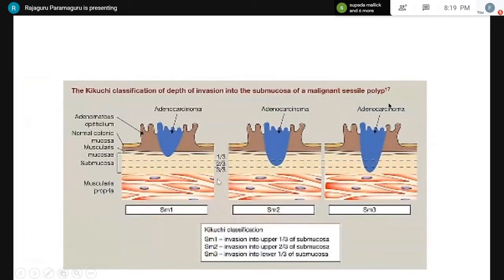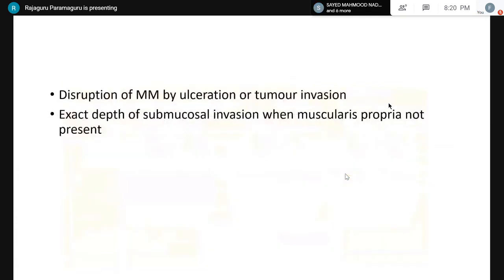For a flat or sessile polyp, you have the Kikuchi classification. Basically, they are divided into SM1, 2, and 3 based upon the level of invasion. If it is occupying the upper one-third, it is level 1. Level 2 will be the middle third, and level 3 will be the lower third, just above the muscularis propria. So the problem with ESD and EMR is that the muscularis mucosae may be disrupted by ulceration or tumor invasion. So we might not be able to see a proper muscularis mucosae.